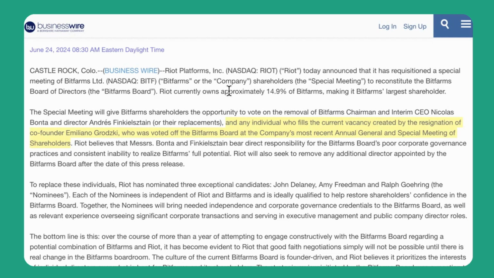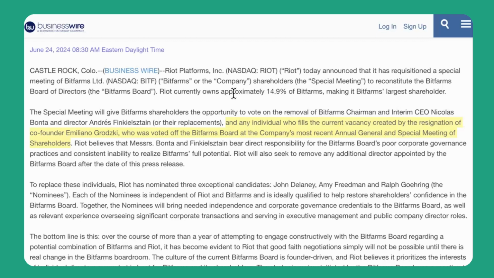or their replacements. And notice this point here, and any individual who fills the current vacancy created by the resignation of co-founder Emiliano Gratsky, who was voted off the Bitfarms board at the company's most recent annual general and special meeting of shareholders. Riot believes that Bonta and Finkelstein bear direct responsibility for the Bitfarms board's poor corporate governance practices and consistent inability to realize Bitfarms' full potential.